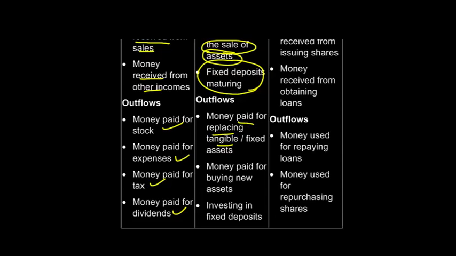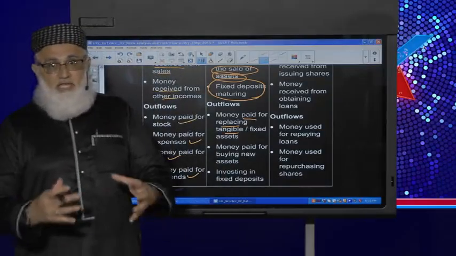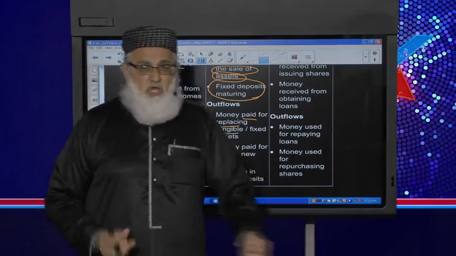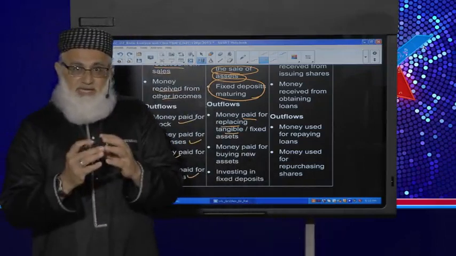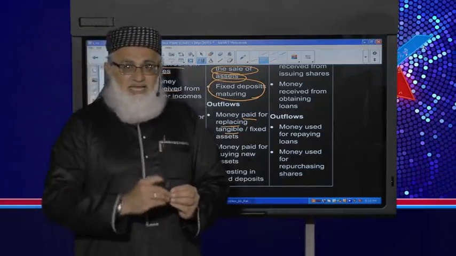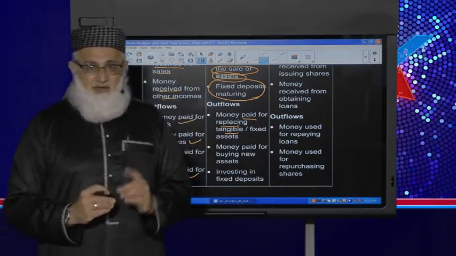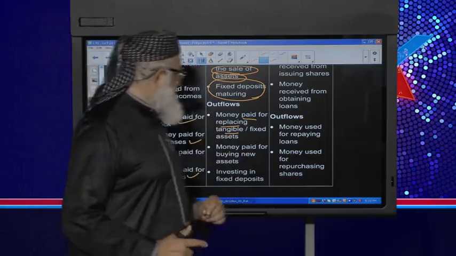And the last one is when we are investing money into a fixed deposit. In other words, you're taking money from your bank account, increasing your fixed deposit. When you do that, you are taking money out of your bank account, which indicates that there has been cash utilized. Okay, keep that in mind.